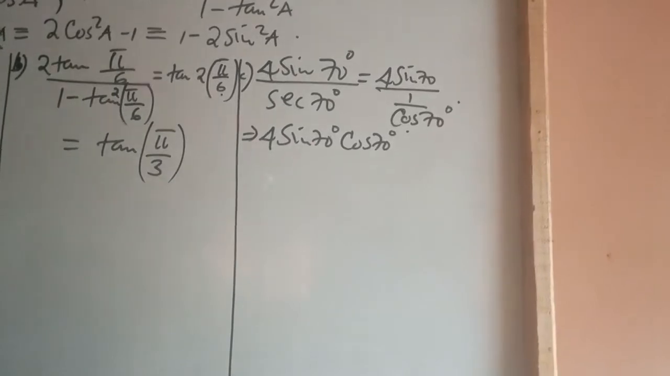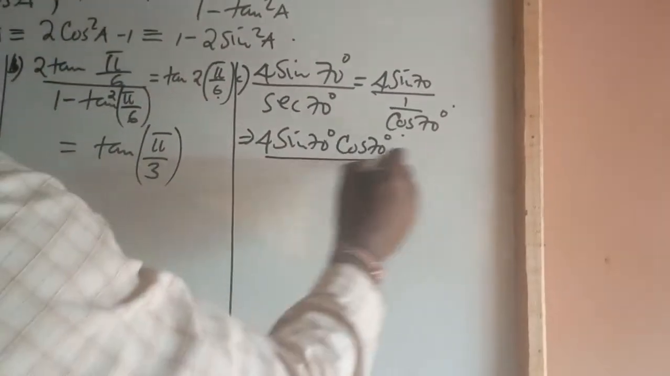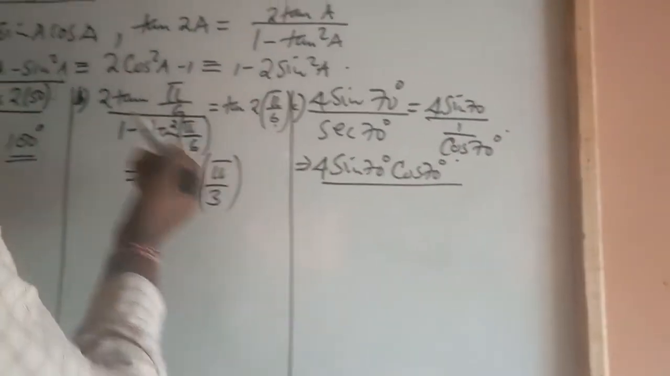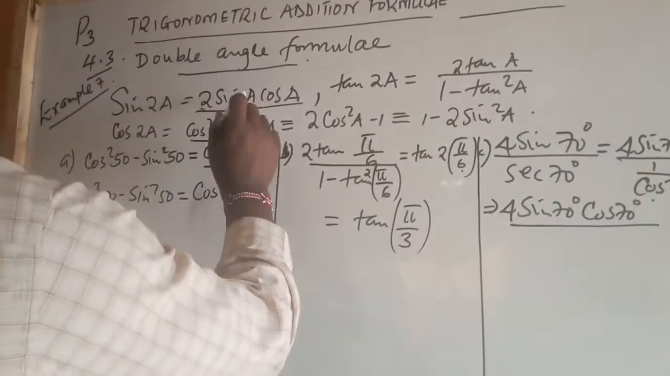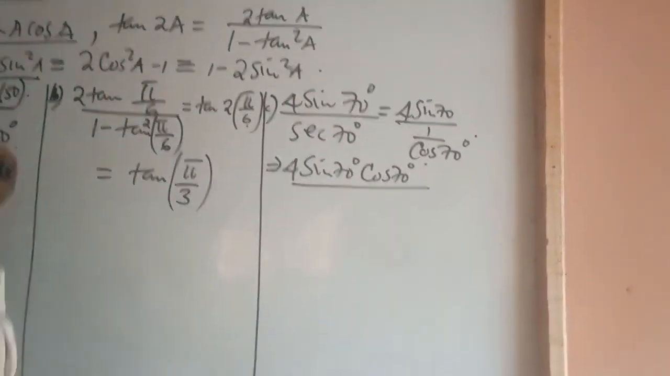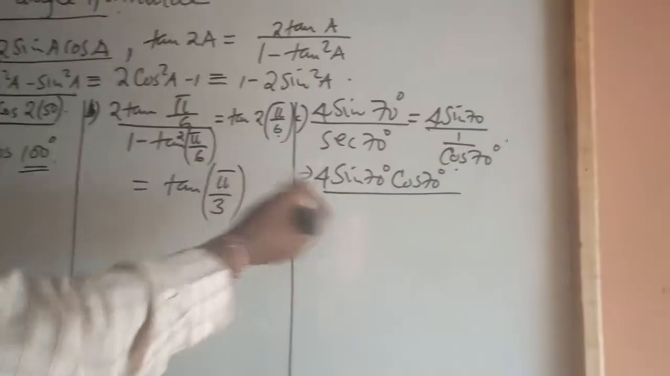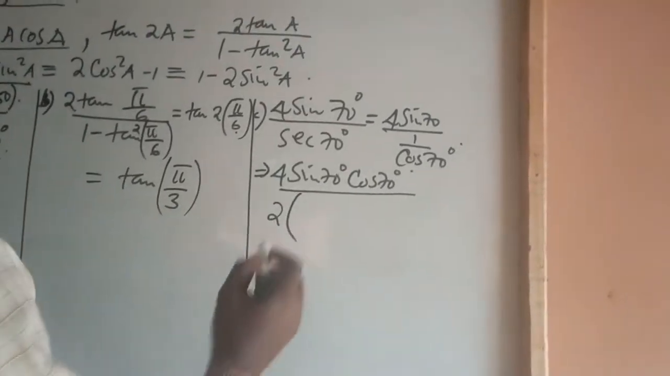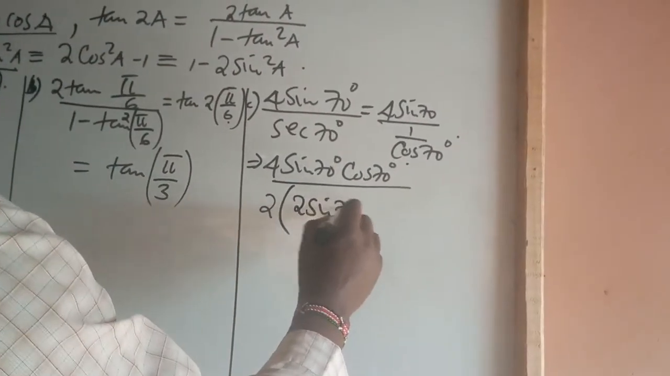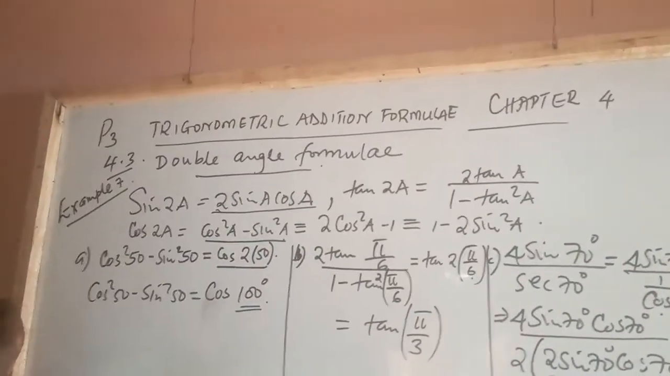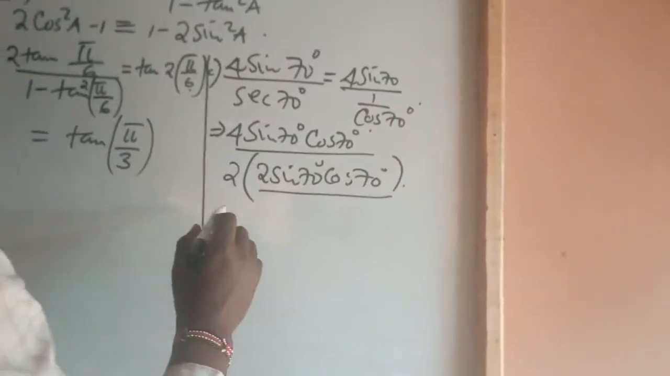Having outlined it that way, we can now compare this with the first statement, 2 sine A cos A. Of course, we have sine A cos A. We have sine 70 cos 70. But instead of 2, we are having 4. So how do we make this 2? Of course, if you factor out the 2, open bracket, we are going to have 2 sine 70 cosine 70 degrees. And this one is perfectly looking like that. And what is this part now? This is supposed to be 2.